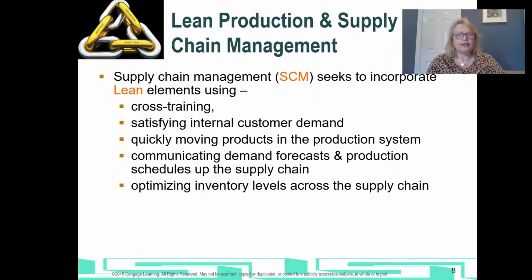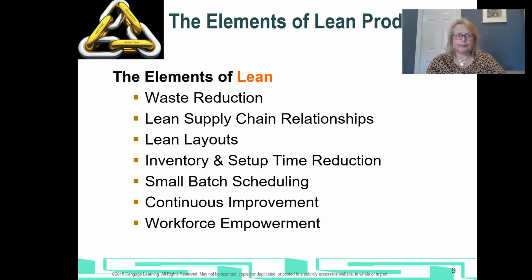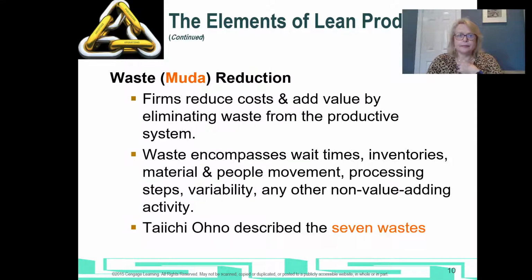Because if we have too much, it's expensive to store, and we're paying the supplier for that inventory before we have the ability to turn it into something that we can sell and get the money for it. So it's expensive to the company to have to float that money. So these are the elements of lean. I think I asked you to come up with a few of these on your test. So I want to call your attention to slide number 9.